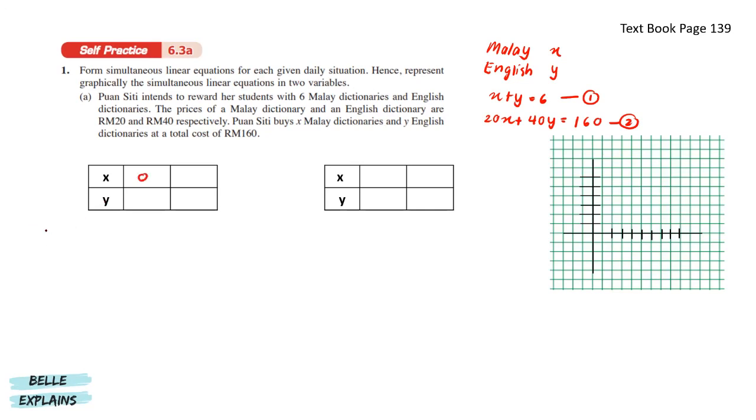In order to plot a graph, let's first find the values of y if x equals 0. So for the first equation, if x equals 0, we get y at 6. If y equals 0, we get x at 6. Let's draw that line out.